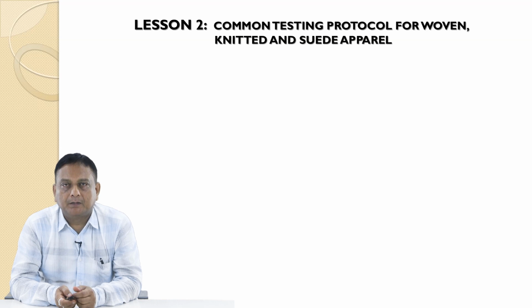Now, as we have already mentioned, testing protocol is very important. Why? Because the number of tests which are to be carried out in woven, knitted or leather and suede apparel are different. Sometimes some commonalities are also there, and those commonalities can be taken into account, like colorfastness tests or washing tests. Of course, the limits of testing or the benchmarking of the results will vary depending upon woven, knitted and sewed apparel.